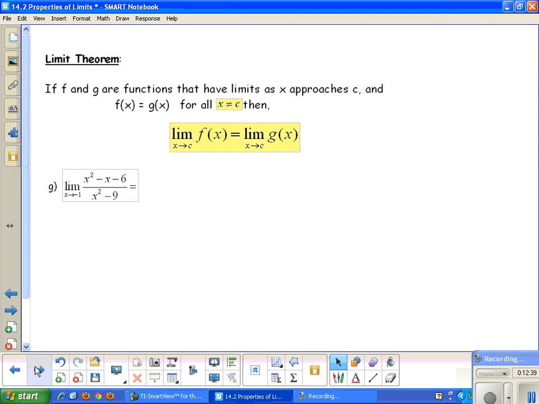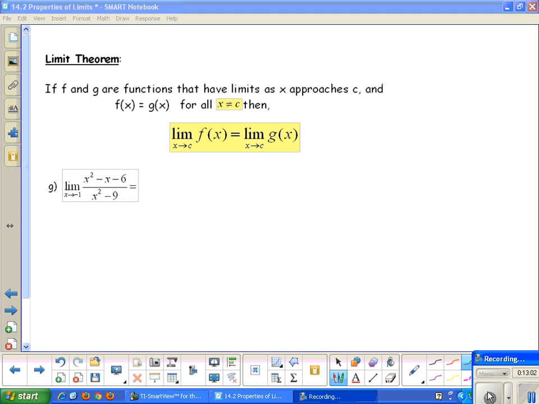So if you look at your example G on your page that I gave you, here we're finding the limit as x approaches -1 for this function. We have x squared minus x minus 6 over x squared minus 9. And I just noticed on the paper that this is actually supposed to be as x approaches 3. On your paper, that's what it says, not -1, so that was an error in my notes here.